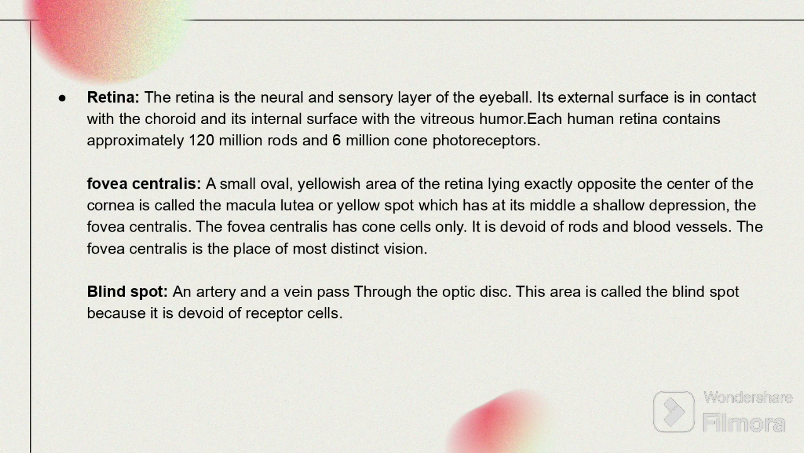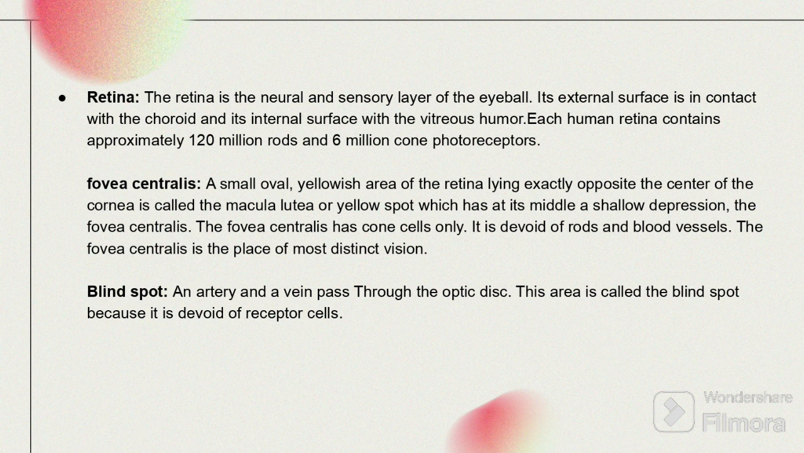Fovea centralis. A small oval, yellowish area of the retina lying exactly opposite the center of the cornea is called the macula lutea or yellow spot, which has at its middle a shallow depression, the fovea centralis. The fovea centralis has cone cells only. It is devoid of rods and blood vessels. The fovea centralis is the place of most distinct vision.